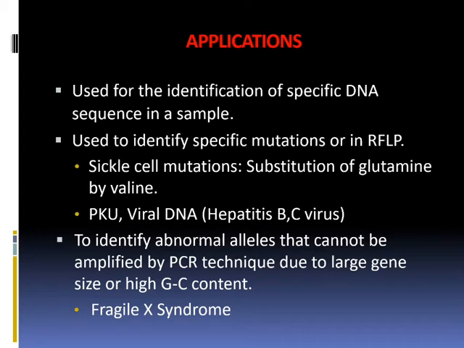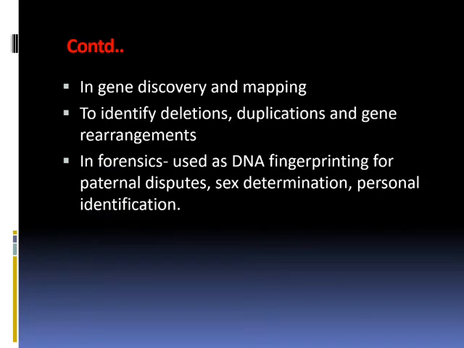Like we have seen in the sickle cell mutation, what happened is that glutamate is replaced by valine. In that also phenylketonuria, viral DNA, hepatitis B and C virus, so these can all be identified. And to identify abnormal alleles that can't be amplified by the PCR technique due to large gene size or high GC content, that can be done here. Fragile X syndrome. So these are the applications and advantages of Southern blot.